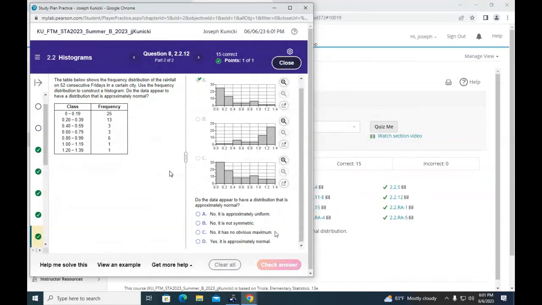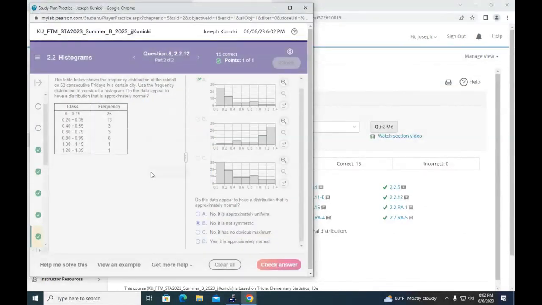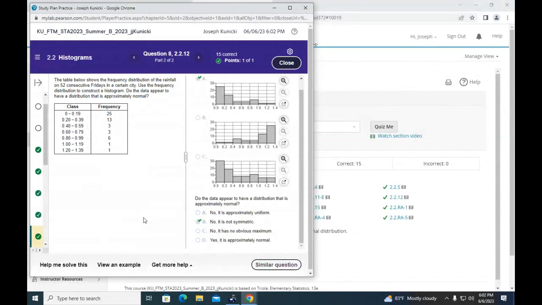Is it approximately normal? No, it's not symmetric. That's the only one that makes sense there. Okay? You see, it says approximately uniform, no. Obviously, it has no maximum. That's not true. The first class is the maximum class. Or yes, it's approximately normal. Well, it's not normal because it's not bell-shaped. So it's skewed right is what it is. And there's one that doesn't start low. It starts high and just goes straight down to the right.